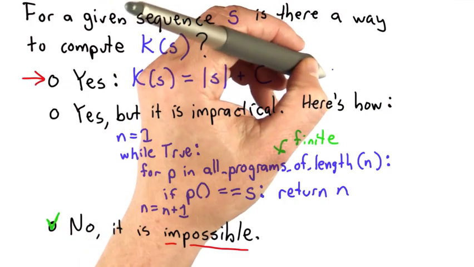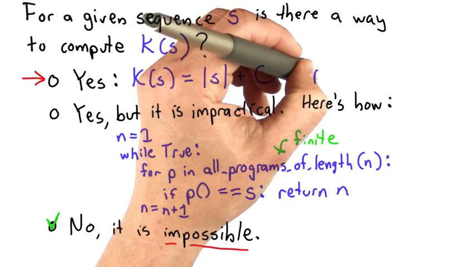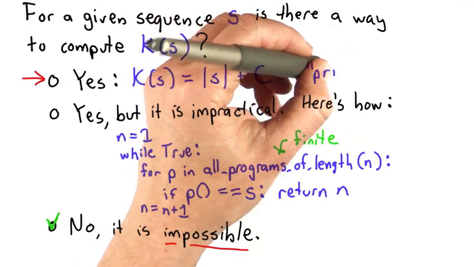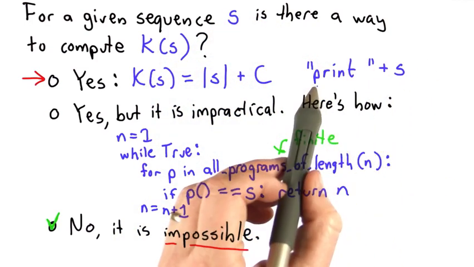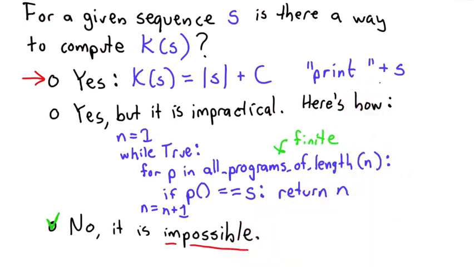And an example of such a program would just be this Python program. That would be the program print plus S. That would print out the sequence S. Its length would be the length of S plus the 5 characters for the print plus 1 for the space. But that doesn't prove that there isn't a shorter program that can produce S.